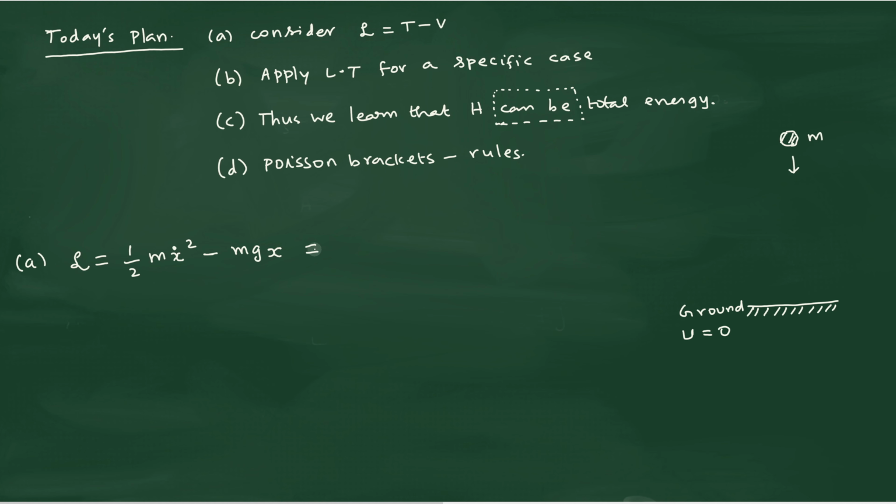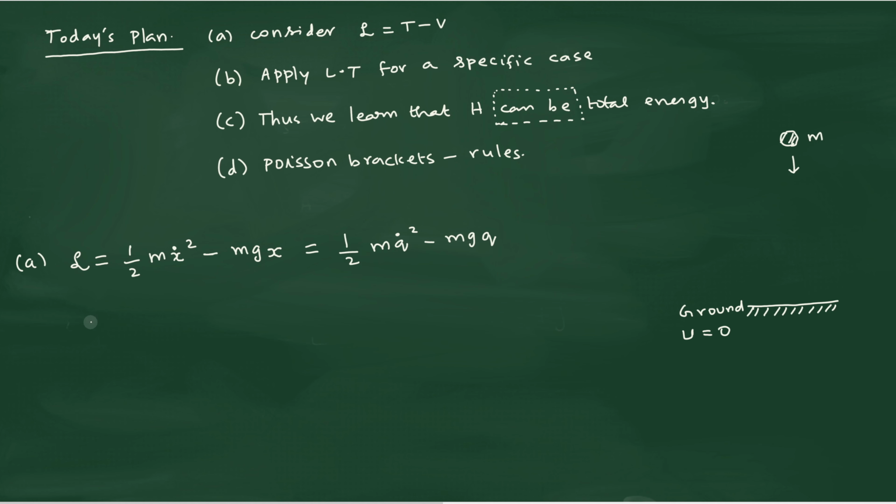In typical classical mechanics notation, in terms of q dot, we can write half into m q dot square, then minus mg into q. Here q is the single variable, because there is only one degree of freedom. So this is the simplest possible Lagrangian you can think about, and the T minus V is clearly visible here.